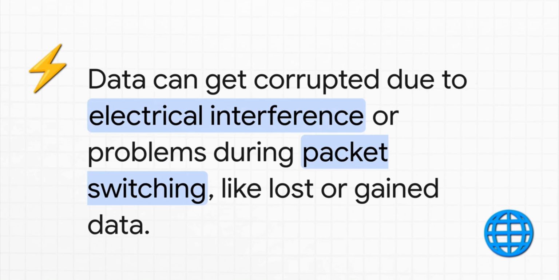So how does this even happen? Well, data can get scrambled for a couple of big reasons. Think about it. As data zips through cables, it can get hit with electrical interference. Or when it's bouncing around the internet in what we call packets, bits can just get lost or jumbled up. Either way, the result is the same. The data that shows up isn't the data that was sent.